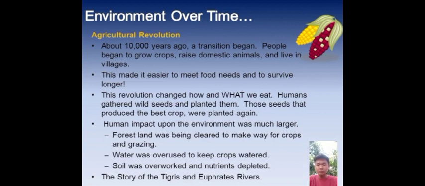And human impact upon the environment was much larger. Forests were being cleared to make way for crops and grazing. Water was overused to keep crops watered. Soil was overworked and nutrients were depleted. The story of the Tigris and Euphrates River.